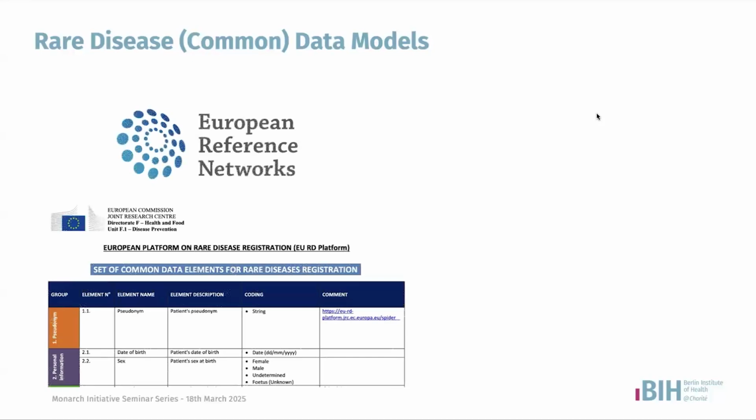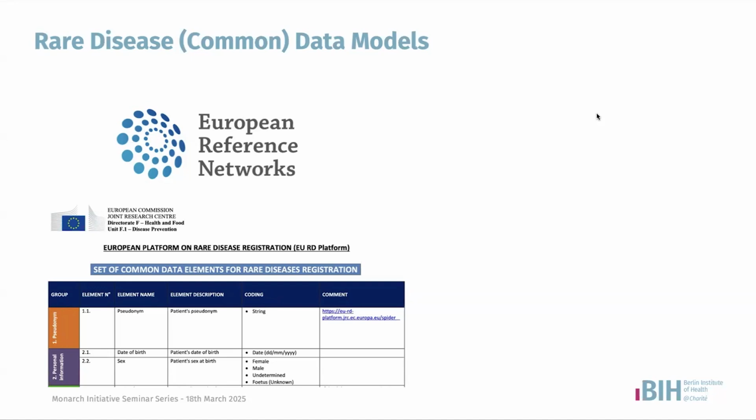So what is our data model based on? In Europe, we have these European reference networks, which is, I'm not sure, but it's over 20 reference networks for specific disease groups and specific specializations. And at the core of these European reference networks, we have the set of common data elements for rare disease registration. It's a set of around 18 elements, so very brief, and it defines what kind of elements are inside and which ones must be captured.